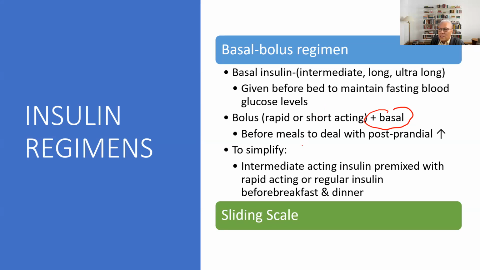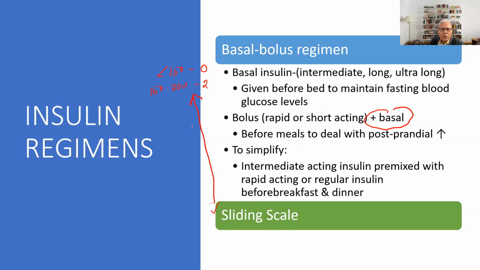And sometimes what we need to do is to give it a sliding scale. And a sliding scale might be an order like this. If the blood sugar is less than 150, then do not give insulin. If it is 150 to 200, you might have an order that says give 2 units of insulin, and so on and so forth. So this is a sliding scale.